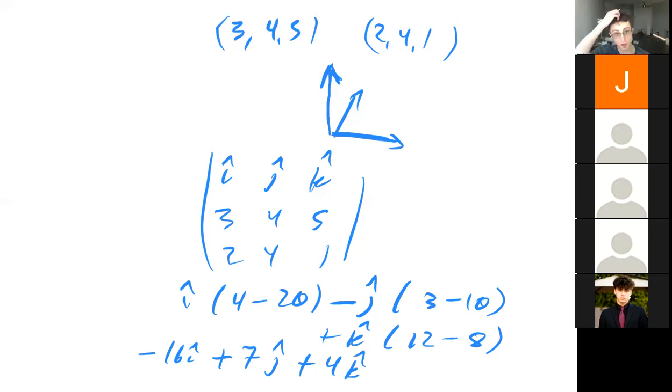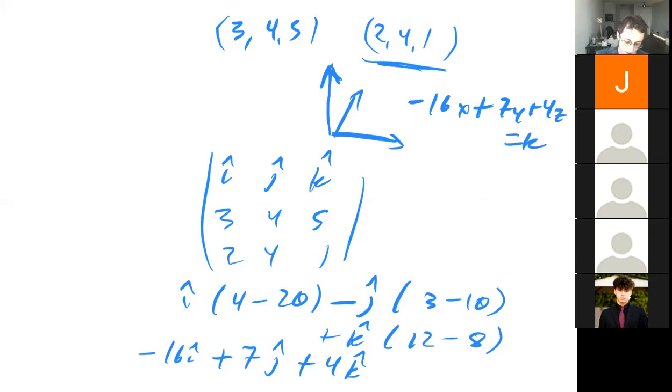And so now all we have to do is make sure that it's the right plane, because of course you have infinitely many just by shifting. And the way that you ensure that it's the right plane is you just make sure it contains one of these points, okay? Because you know that vectors and points, they're kind of the same here. And so if you plug in minus 16x plus 7y plus 4z is equal to k, and we just plug in 2, 4, 1 or 3, 4, 5, doesn't matter, they'll define the same plane, then you'll be able to solve for k, okay? And I'm not going to do that computation right now.